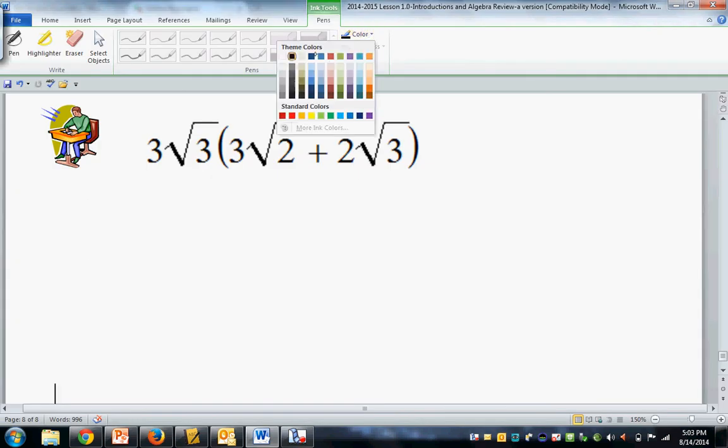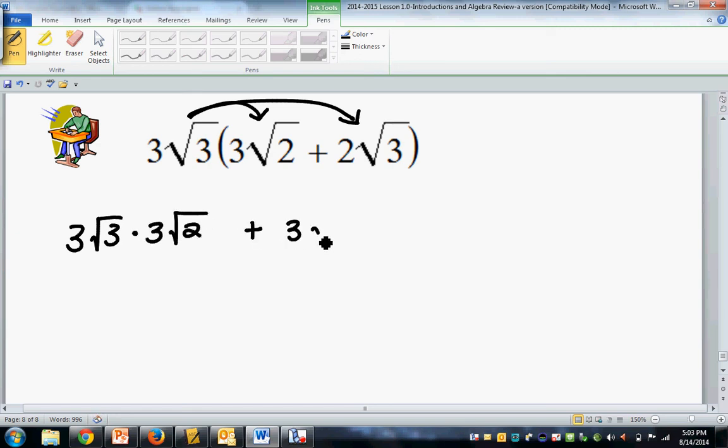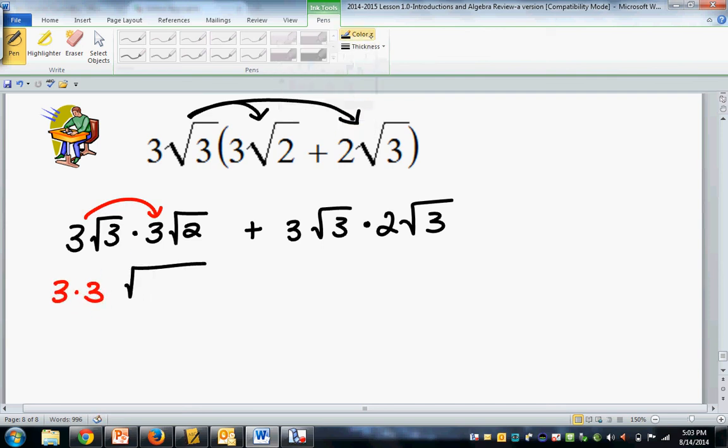All right, so step number 1 is we're going to multiply here. And we go like this and we go like that. So let's just spell it out. So we're going to have 3 square root of 3 times 3 square root of 2 plus 3 square root of 3 times 2 root 3. Let's multiply outies and innies. Outies, 3 times 3, square root of, well, let's multiply the innies.